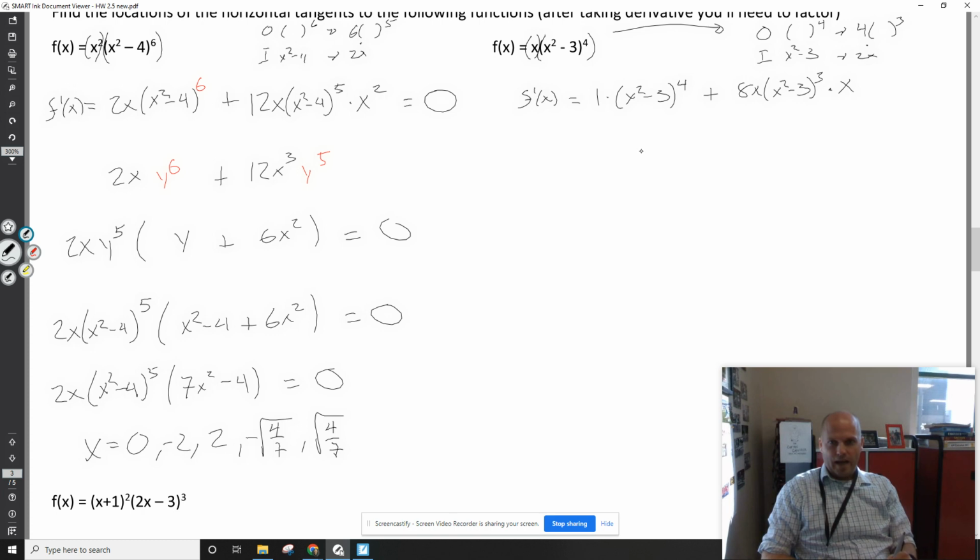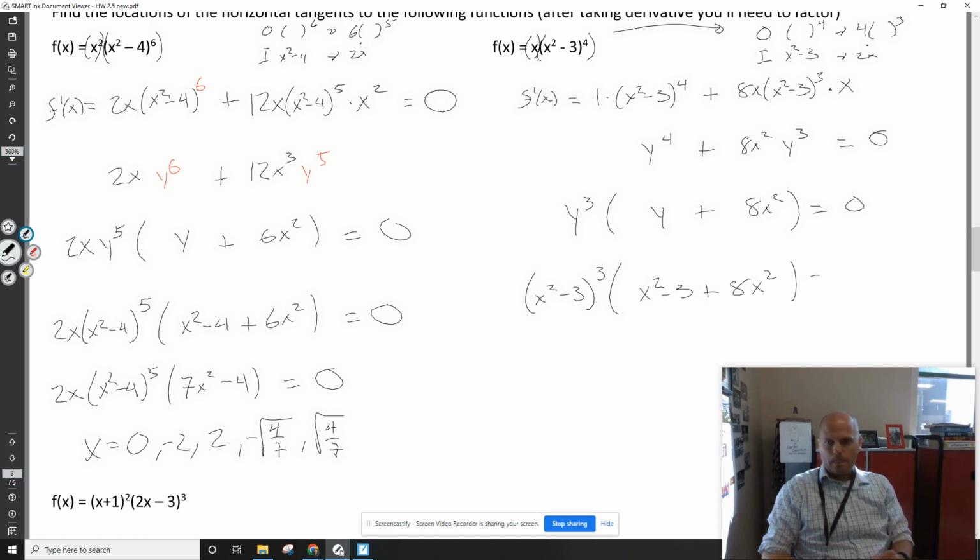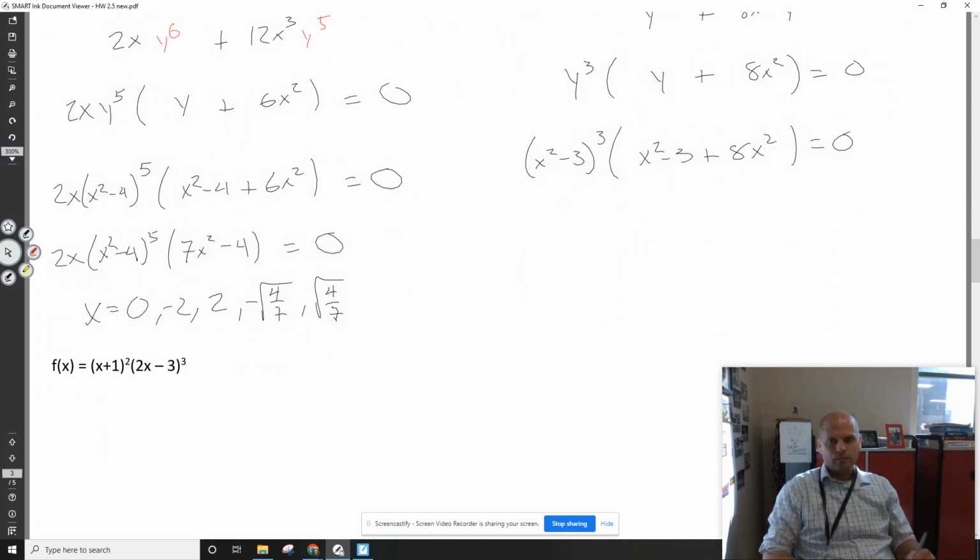So what do I have? I have y to the fourth. I have 8x squared y cubed. To factor this so we can set this equal to 0, I will factor out a y cubed. I'll be left with a y and 8x squared. This is something I can do. Y cubed times y plus 8x squared, getting us x squared minus 3 cubed. 9x squared minus 3.